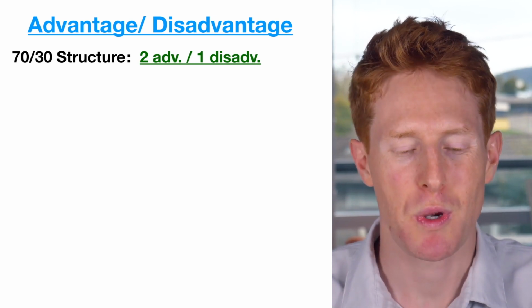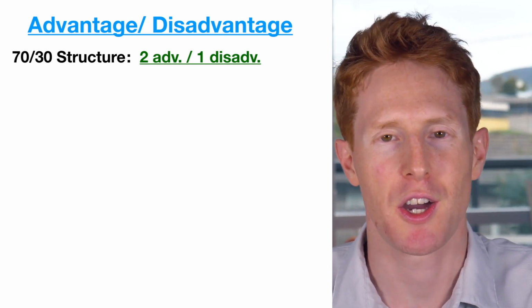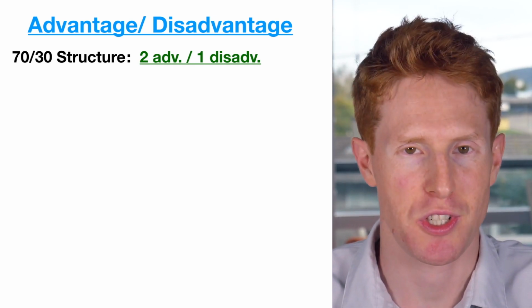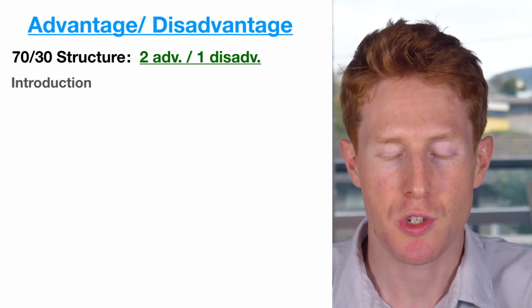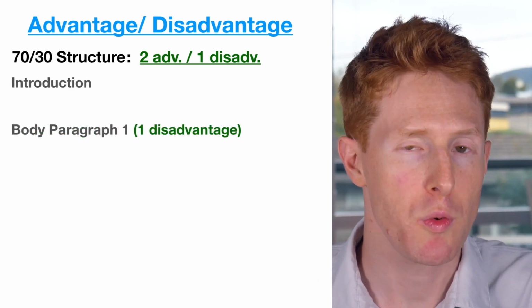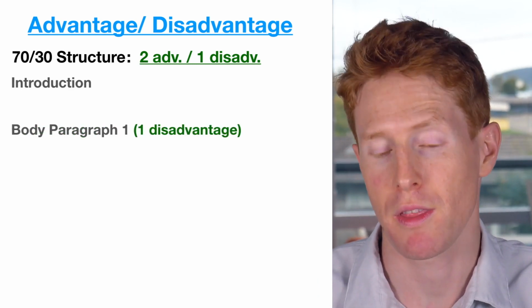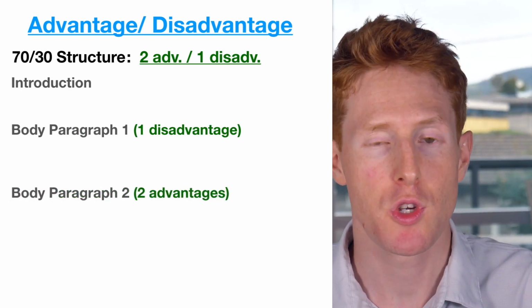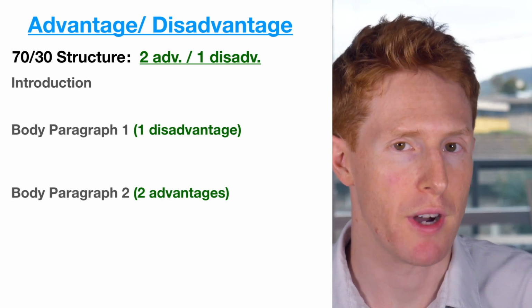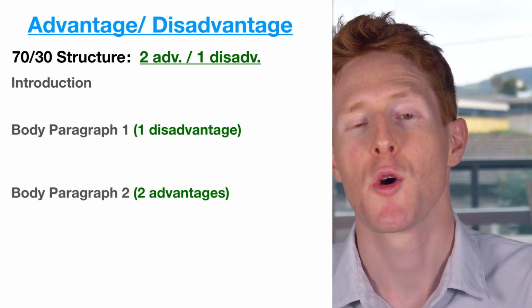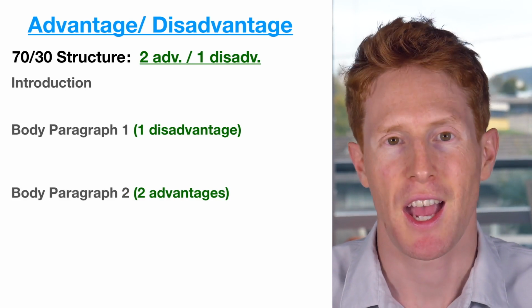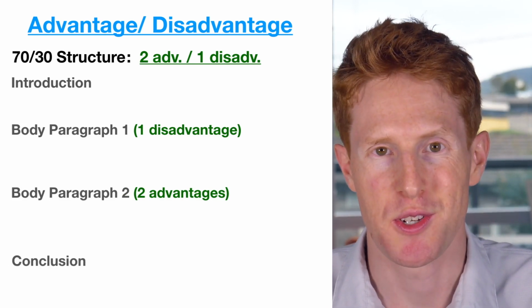Now, imagine we're going to say that the advantages are greater than the disadvantages. Let's have a look at our essay structure. We're going to have an introduction, body paragraph 1, which looks at the disadvantages, or rather 1 disadvantage, and then we're going to have body paragraph 2, which has 2 advantages. So remember, we're saying the advantages are greater than the disadvantages. As always, we're going to finish with a conclusion.